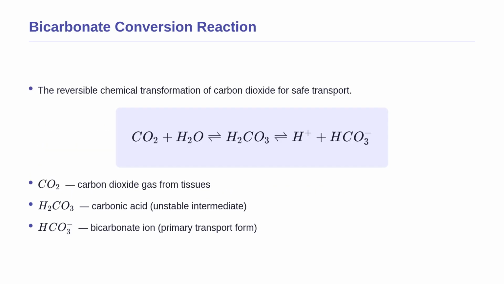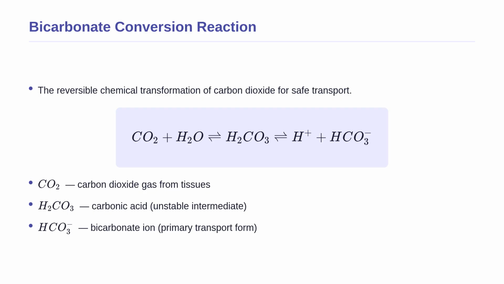Let us look at the mathematical and chemical representation of this crucial conversion. Conceptually, this formula shows how a volatile gas is safely transported as a dissolved salt. Carbon dioxide, or CO2, combines with water to form H2CO3, which is carbonic acid. Because carbonic acid is unstable, it immediately dissociates into a hydrogen ion and HCO3-, which is the bicarbonate ion. The double arrows mean this reaction is reversible.